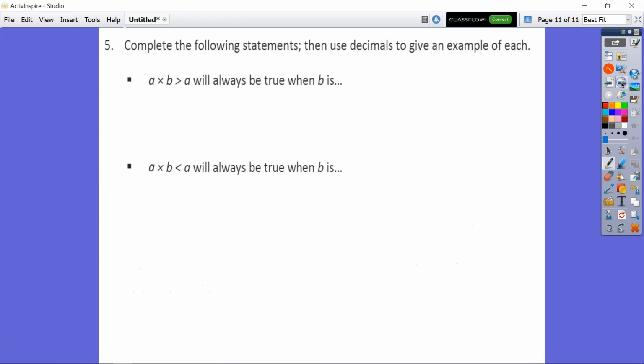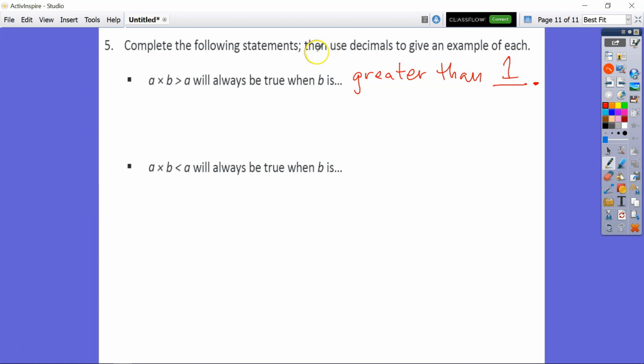All right? Last one we're going to look at here. It says, complete the following statement, then use decimals to give an example of each. So let's go ahead and look at this. It says A times B is greater than A will always be true when B is blank. And we can say, well, we're talking about B as my scaling factor because I have A and A here, right? So if we're talking about B as our scaling factor, then B has to be greater than what? What number goes there? Hopefully you said 1.